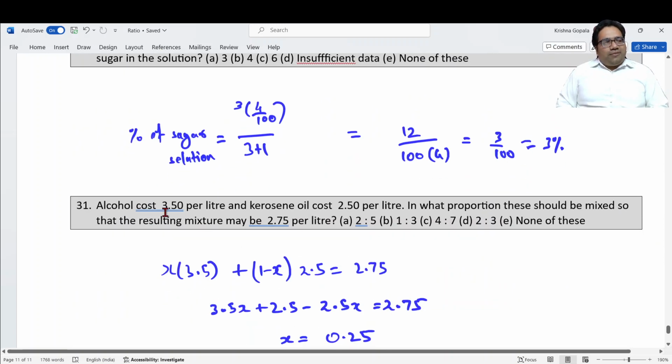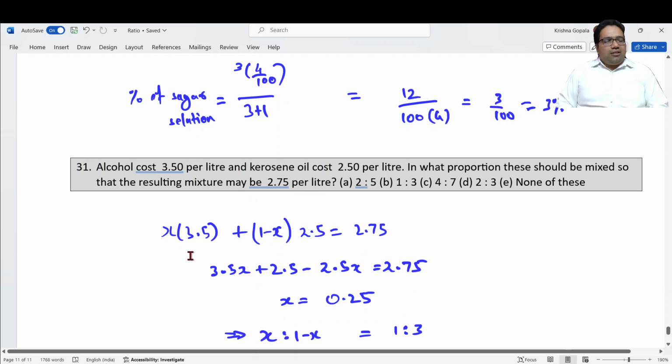Alcohol costs 3.5 per liter and kerosene costs 2.5 per liter. In what proportion should they be mixed so that the resulting mixture costs 2.75 per liter? Okay. So here proportion means we should assume x and 1 minus x, so that the sum becomes 1. We'll assume alcohol proportion is x and kerosene proportion is 1 minus x. That means x into 3.5 plus 1 minus x into 2.5 should become 2.75.